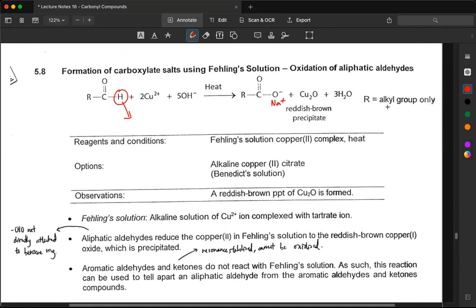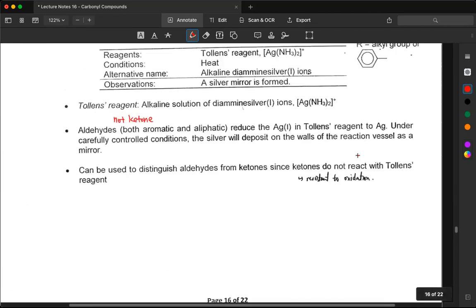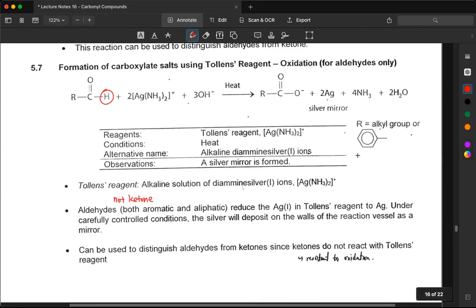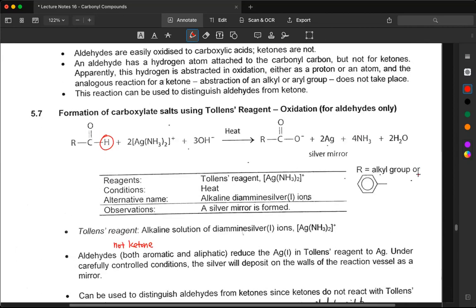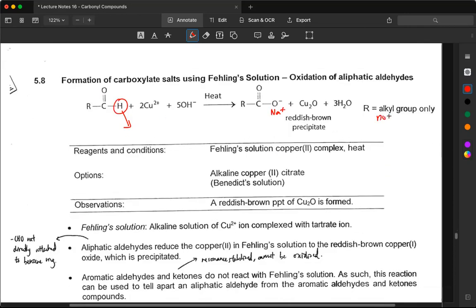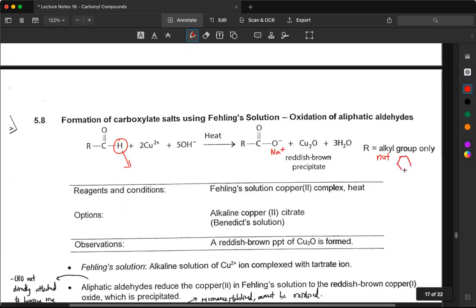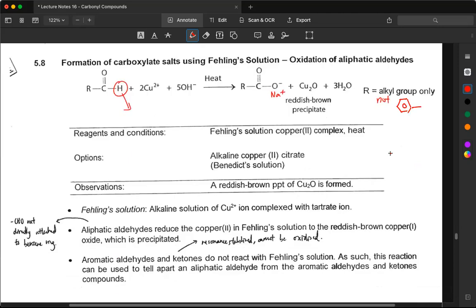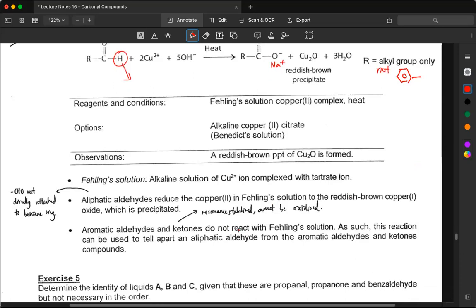So it's not applicable for aromatic groups. It's only for Tollens reagent for both, but Fehling's solution only for one, not this group. So that's how you distinguish. All right, you need to know the difference. Aromatic aldehyde and ketone do not react, so you can use this solution to differentiate between aliphatic and aromatic aldehydes.